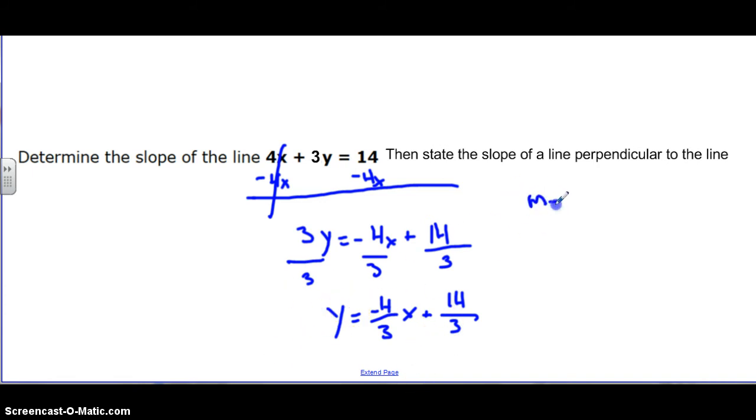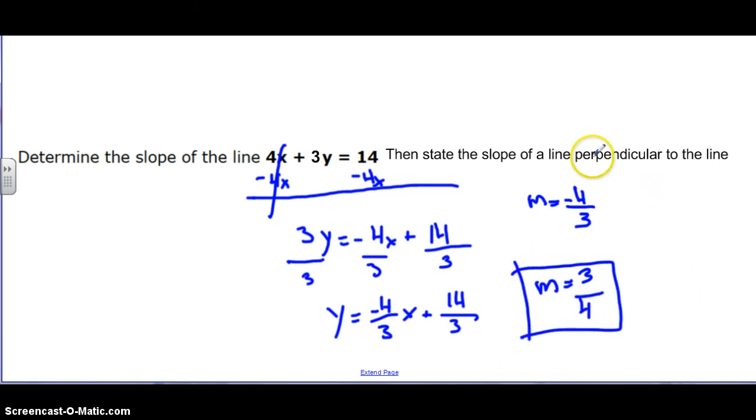So our slope is equal to negative 4 over 3. And our perpendicular slope, we just flip it around, is 3 over 4. And that is it. That gives us our perpendicular, and that's all you've got.